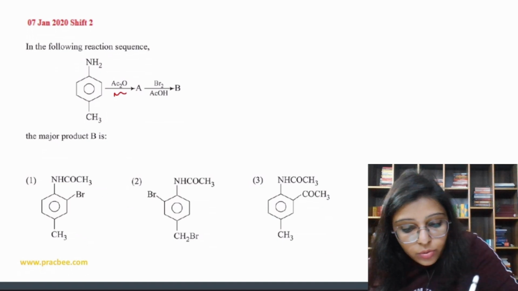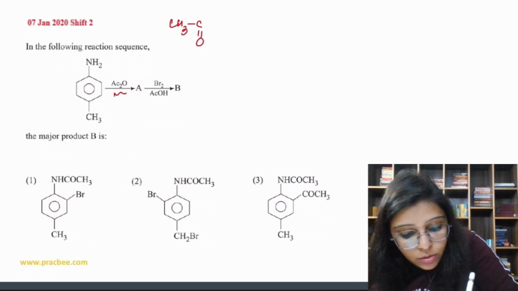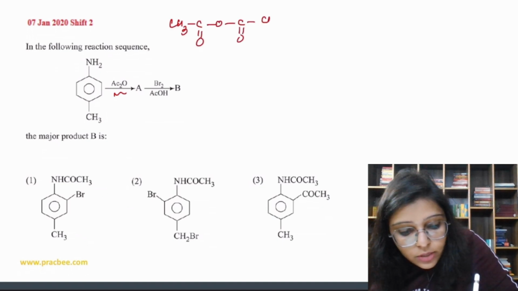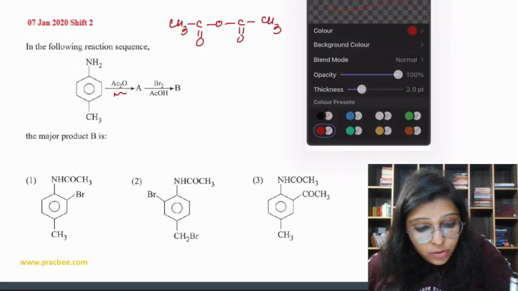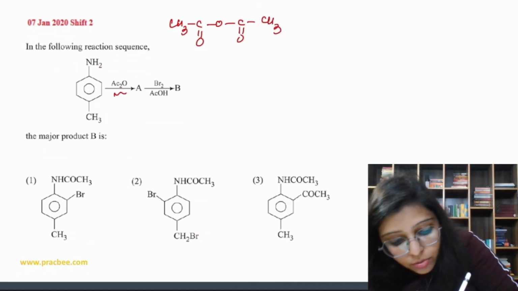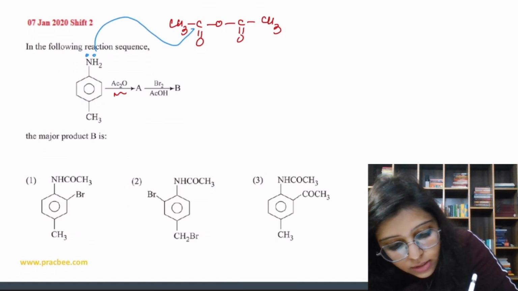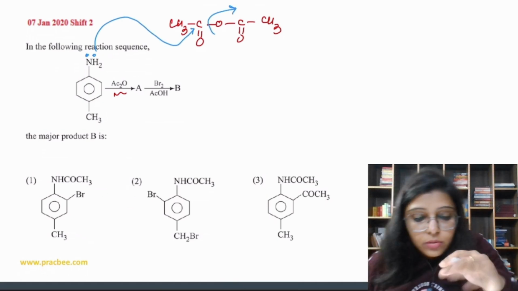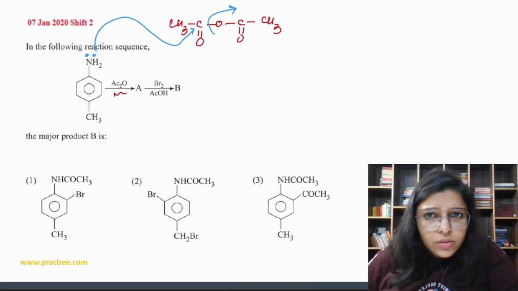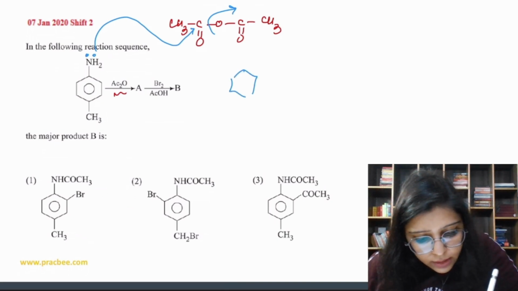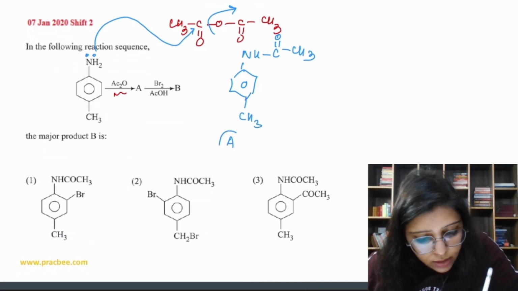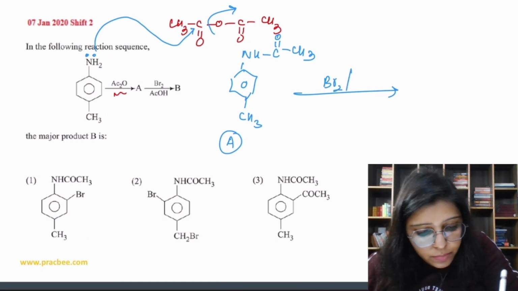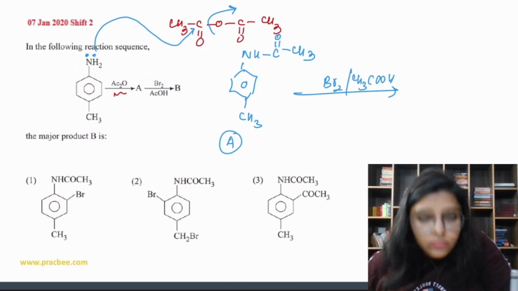NH2, CH3, Ac2O, acetic anhydride, O C double bond O CH3. What is the role? Protection of the amino group. So how to protect the amino group? The nitrogen lone pair attacks this carbon and this group leaves, because this is the leaving group. So we get NH, C double bond O, CH3, and the CH3. This is A. Then we have Br2 in the presence of acetic acid.